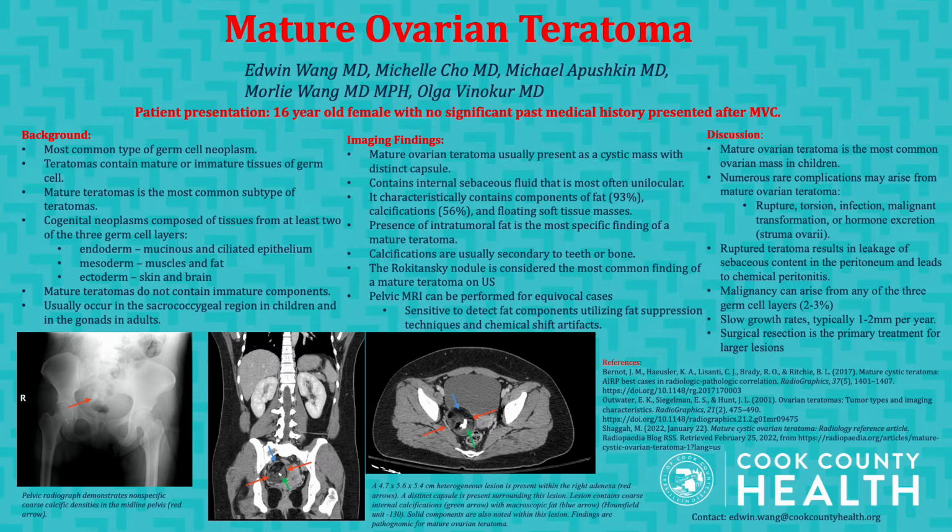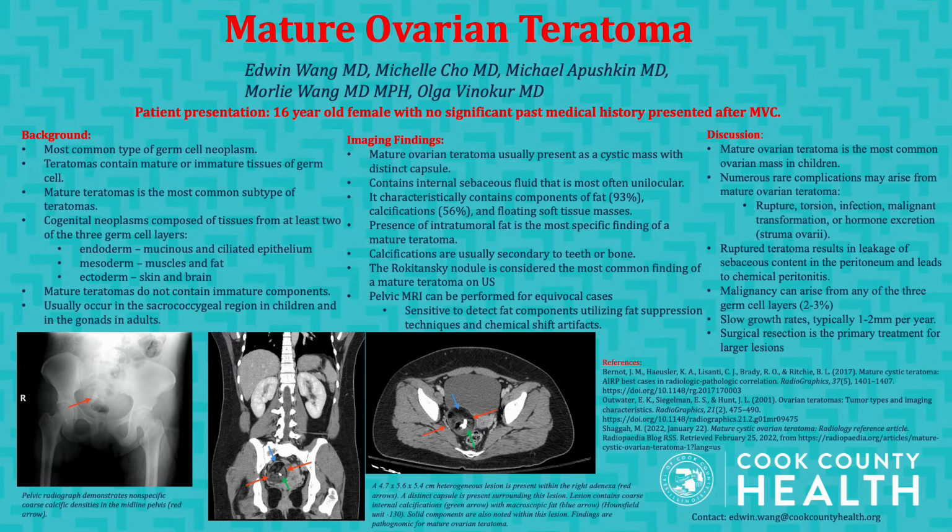So mature ovarian teratoma is the most common germ cell tumor, like we discussed a little earlier. It is the most common ovarian neoplasm removed at surgery. It is the most common ovarian mass in children. Numerous rare complications can arise from teratomas, including rupture, torsion, infection, malignant transformation, or hormone excretion, or struma ovarii. Ruptured teratoma results in leakage of sebaceous content into the peritoneum and can lead to chemical peritonitis.